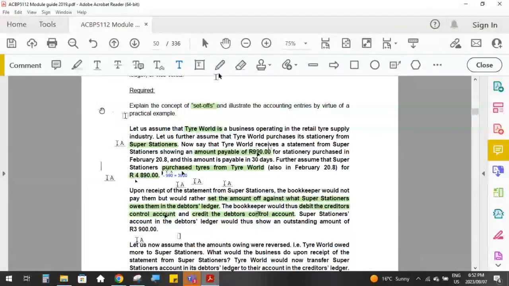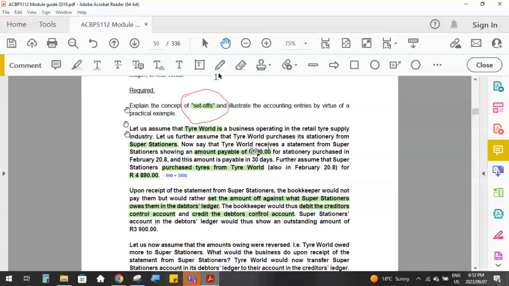And then Tire World will pay Superstationers 3,900 as one payment, instead of Tire World paying Superstationers 990 and Superstationers paying Tire World 4,890. So that is what we call this concept that we call a set off. That does sometimes come up in questions in your textbook, or perhaps in exams or assignments. So I just wanted to make sure that you guys understood that.